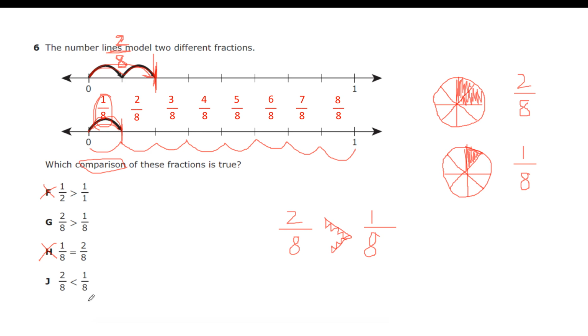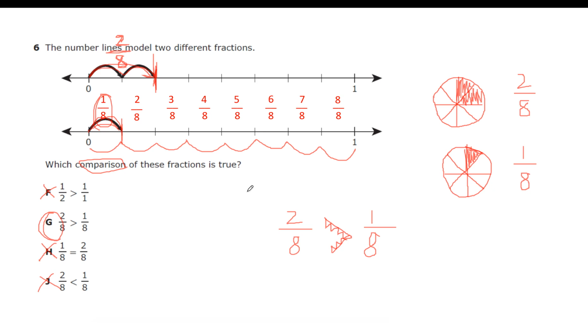So here's the one they're trying to see if we know that 2/8 is greater, because these two numbers are the same as these two numbers, right? But we know that 2/8 is greater than 1/8, and we know because it's further away from 0 and it represents more when we draw it. So we know that 2/8 is not less than 1/8. We know that 2/8 is greater than 1/8. So G is our answer. Awesome job if you followed along with that. Some good fraction practice.